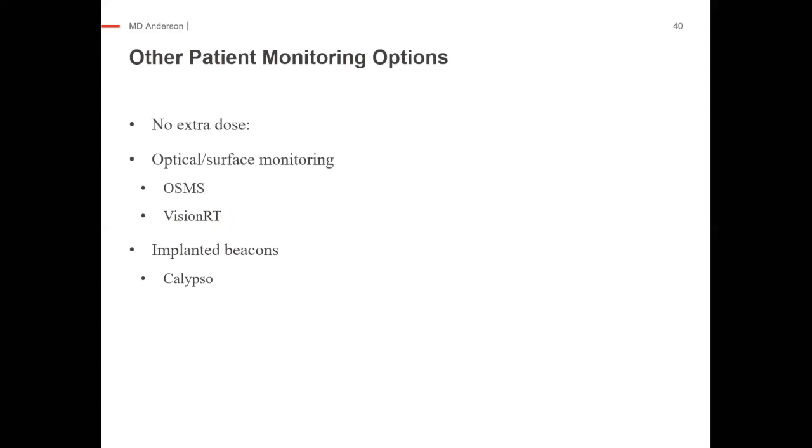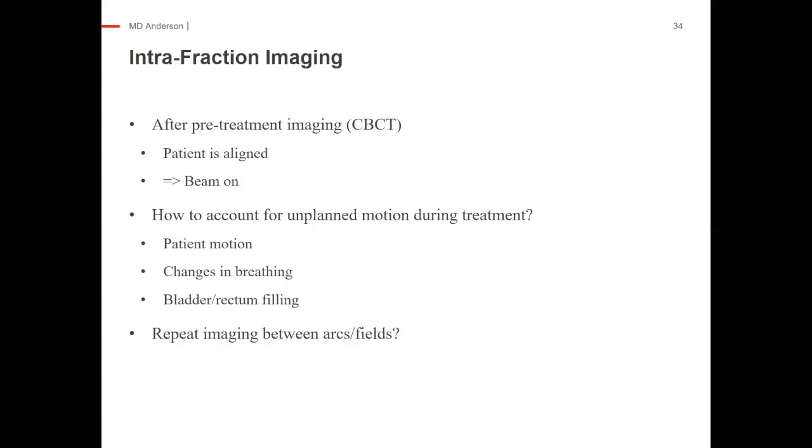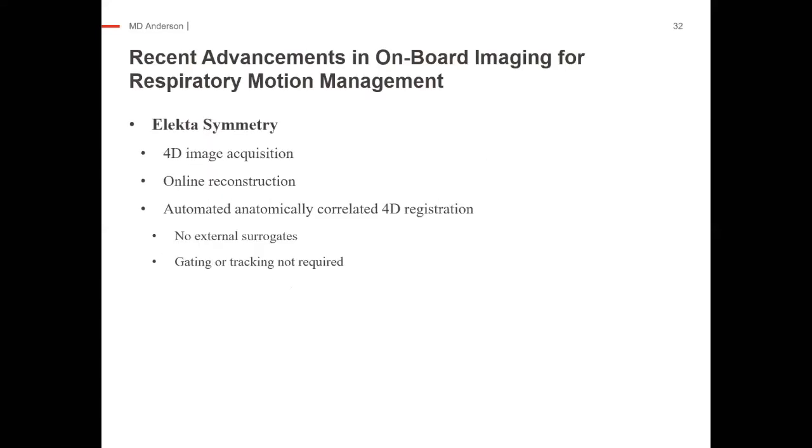Oh. Hannah, are you familiar with the symmetry system on Elekta machines? Not very much. I think I had one slide. I've never used it, so no, I'm not familiar with it. I've just read some about it, is all.